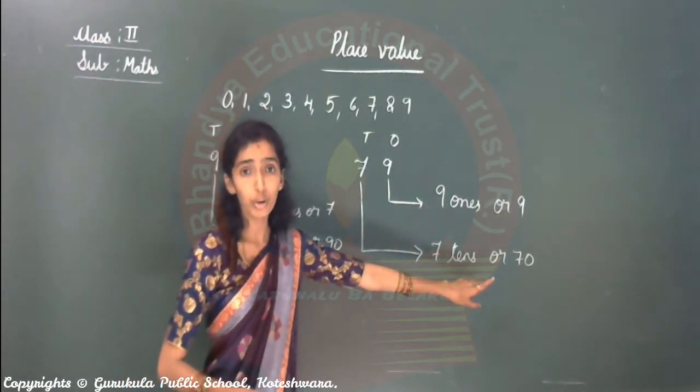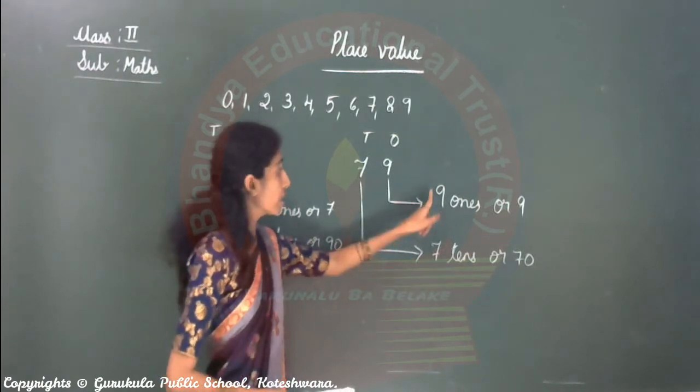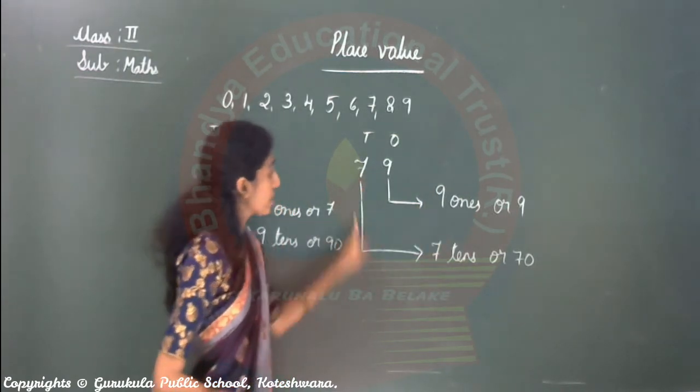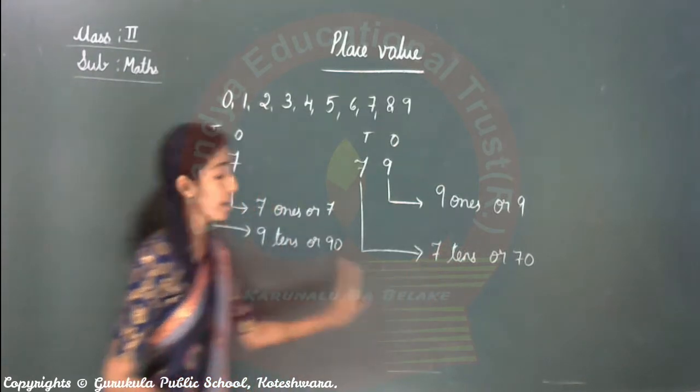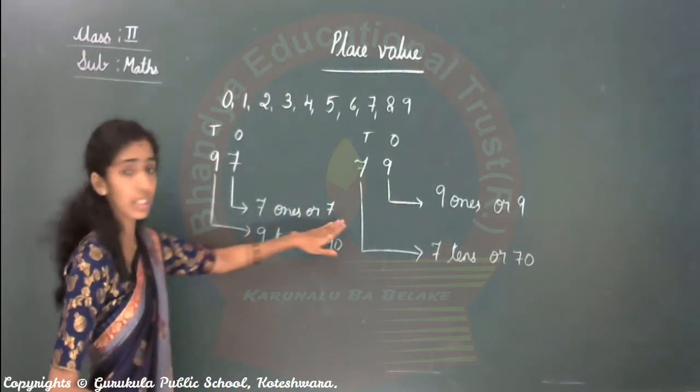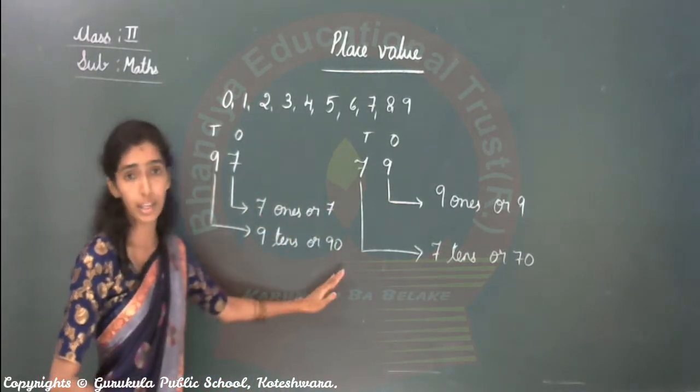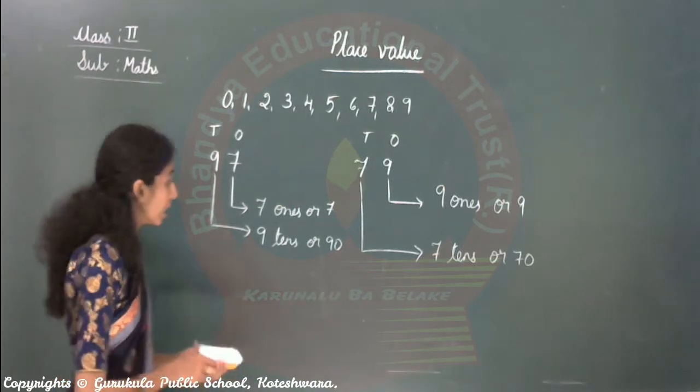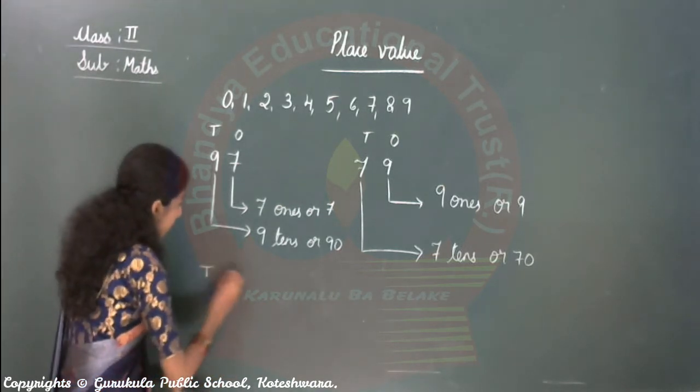Understood, no children? Do you have any doubts here? Here, 9 ones is 9, and 7 tens is 70. Same like that, 7 ones means 7, but 9 tens means 90. Understood, no children? Taking one more example here.